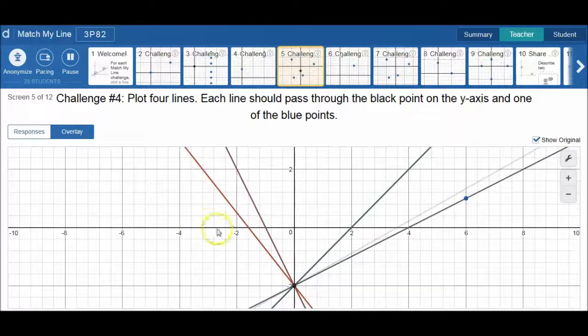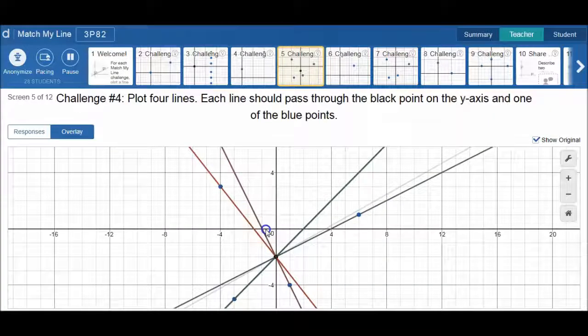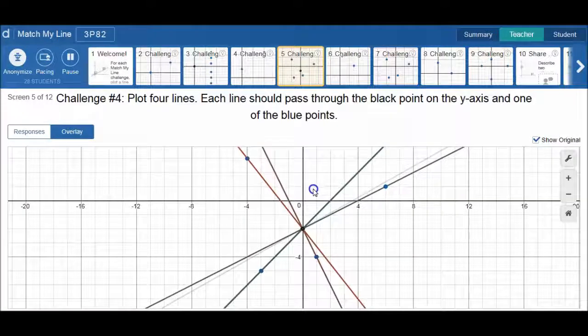One way to use the overlay tool is for student monitoring and assessment. In this example, students are asked to plot 4 lines. Each line should pass through the black point on the y-axis and one of the blue points. Using the overlay tool, I noticed that one student's line is off by a bit.